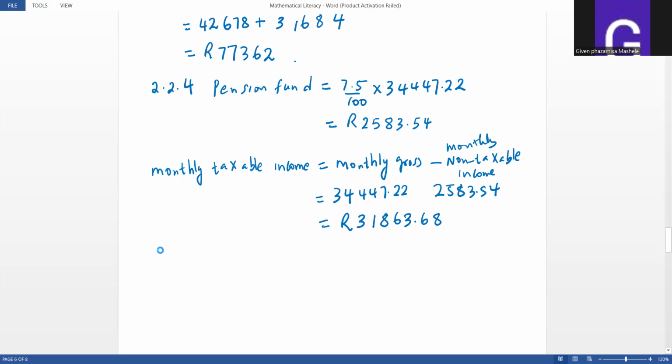This will give us an amount of 31,863.68. So now from here we have to calculate the annual taxable income. And what will be the annual taxable income? 31,863 rand. Okay.